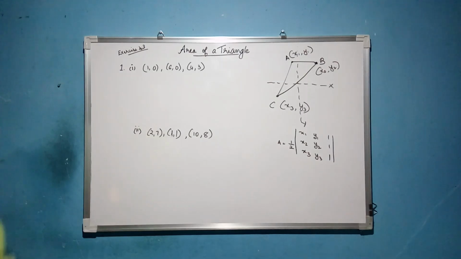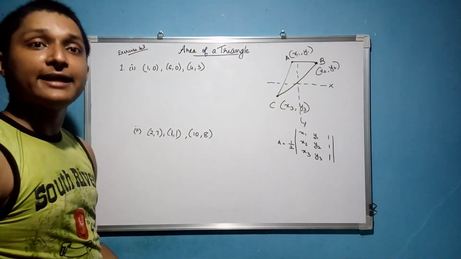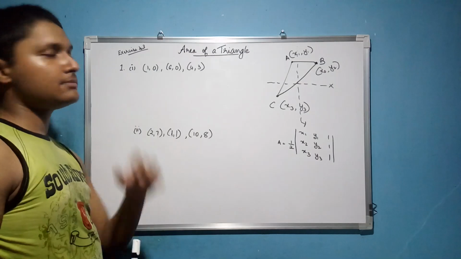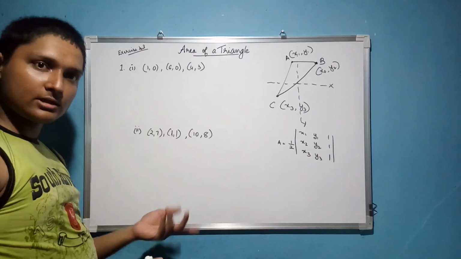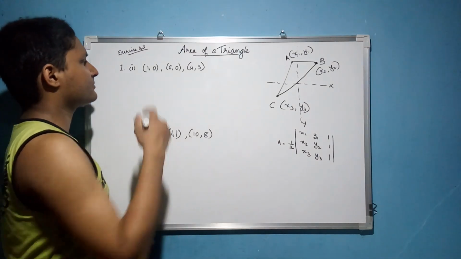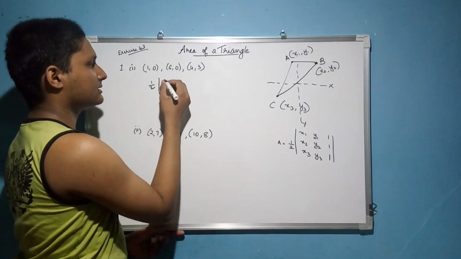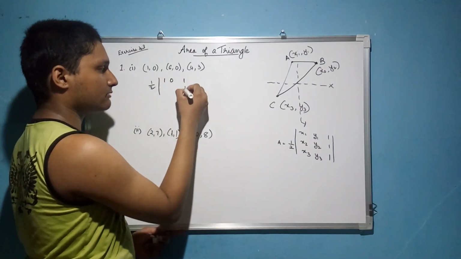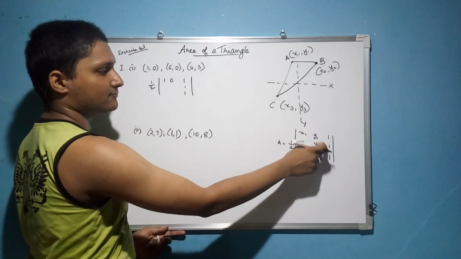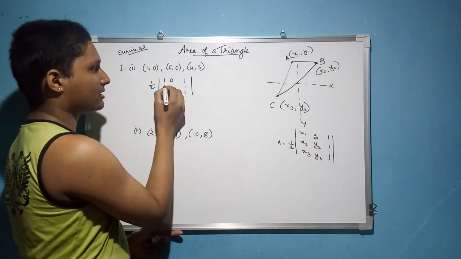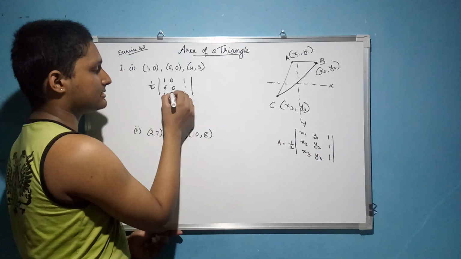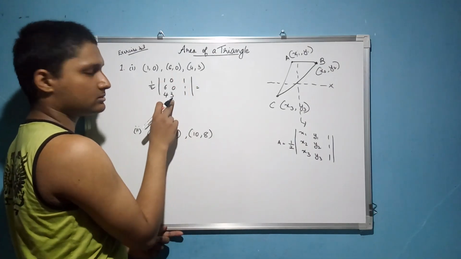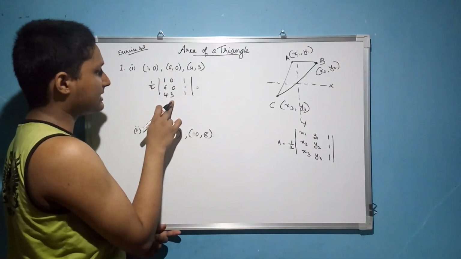Now we have our exercise 4.3. First question, you are asked to find the area of the triangle using these 3 points. For that we are going to use the determinant method. Half times the determinant 1 0 1, 1 1 1, then you have 6 0 1. I'll use the second column. That becomes very easy for me.